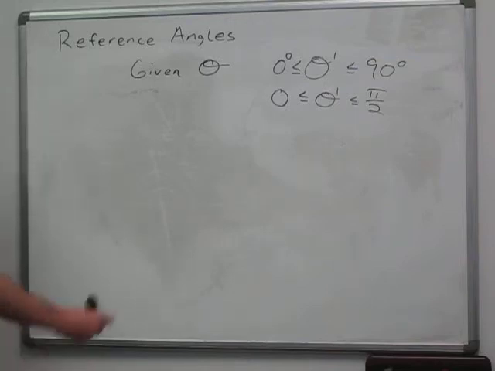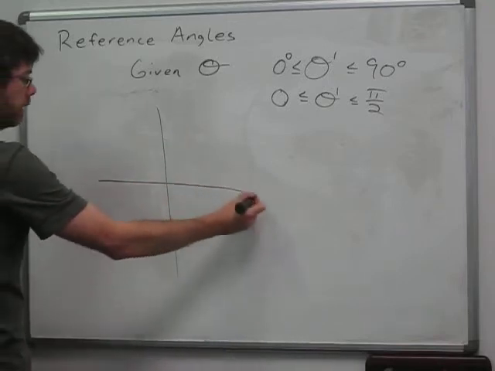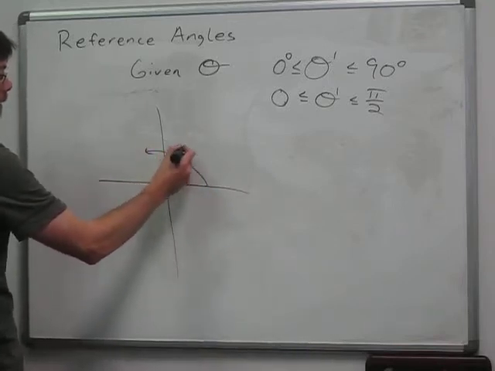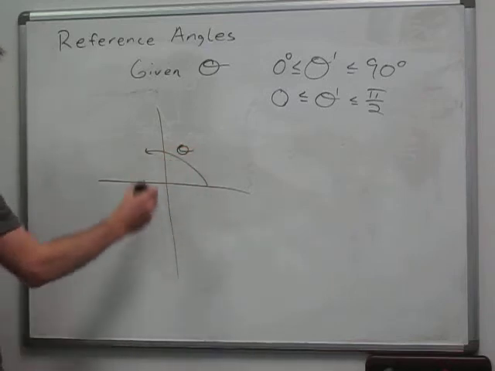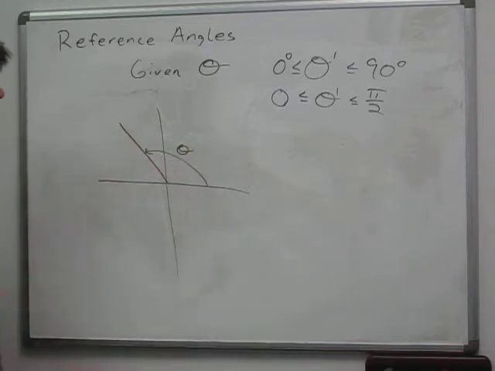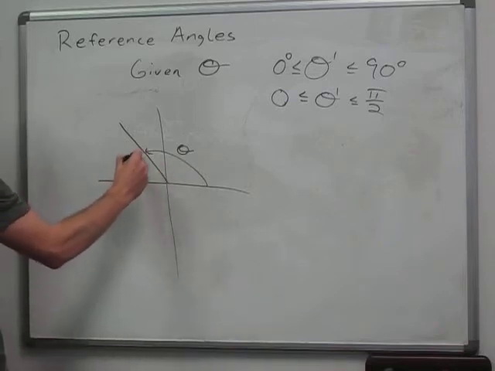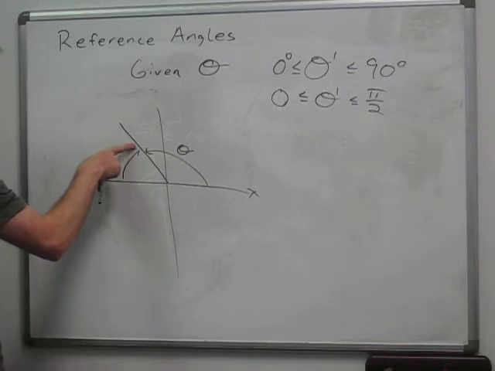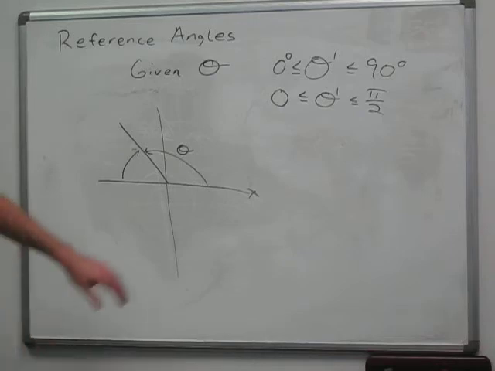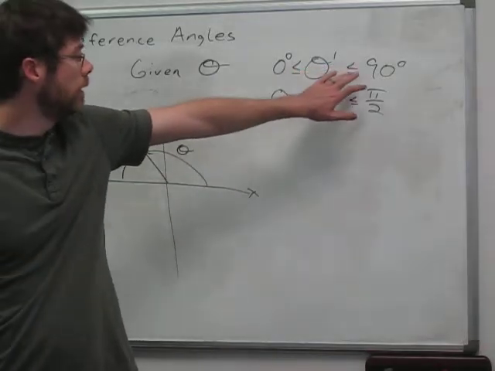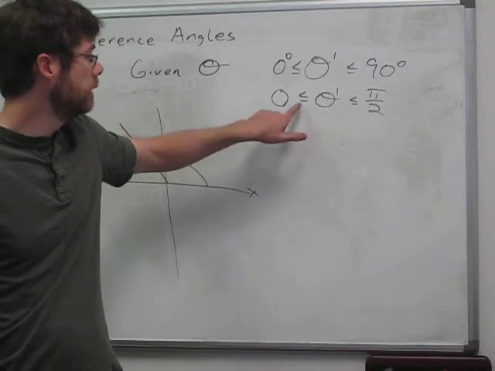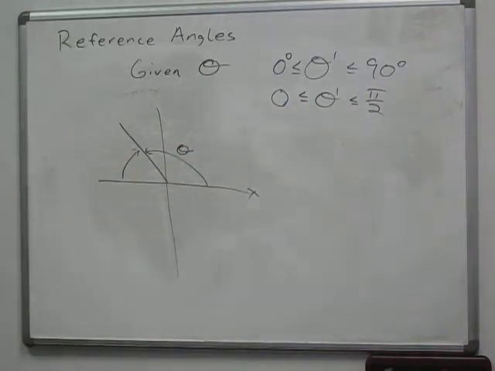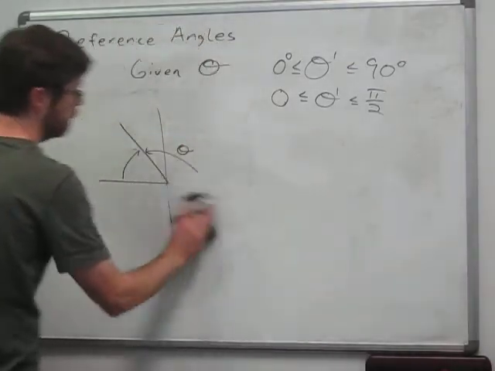So the basic idea, if we're given some rotation theta in standard position, and look at the terminating side, then the reference angle in this picture is the acute angle between the x-axis and the terminating side. Reference angles will not always be strictly acute, but they are going to fall between 0 and 90, or in radian measure between 0 and pi over 2. So let's take a look at some examples.